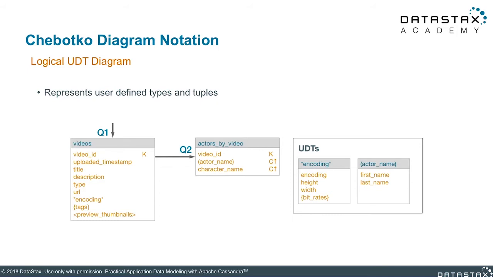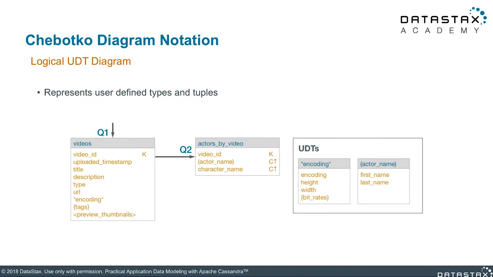The same is true for actor name. Remember when we saw actor in our conceptual data model, it was a composite attribute? We can also break it down into first name and last name in the logical layer as well by having an actor name user-defined type. This is where the artistic part comes in.